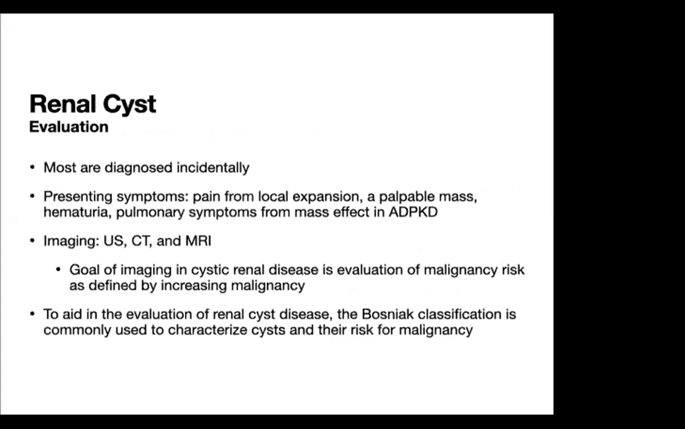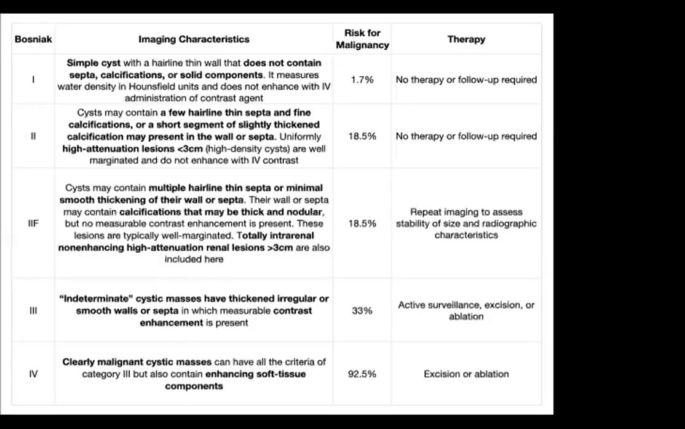For the evaluation of renal cysts, most are diagnosed incidentally. If there are presenting symptoms, they usually consist of pain from local expansion, a palpable mass, hematuria, or pulmonary symptoms from the mass effect in ADPKD. For imaging, we can use ultrasound, CT, and MRI. The goal of imaging in cystic renal disease is the evaluation of malignancy risk as defined by increasing malignancy. To aid in the evaluation of renal cyst disease, the Bosniak classification is commonly used to characterize cysts and their risk for malignancy. So this is the Bosniak classification for renal cysts.